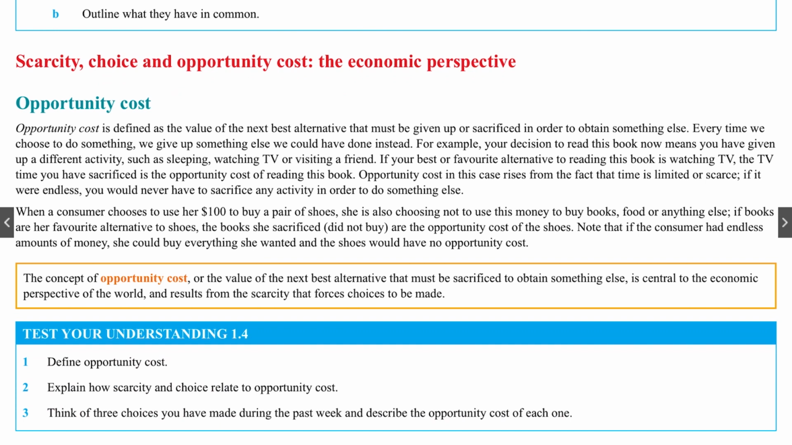Then we have scarcity, choice, and opportunity cost. So opportunity cost is defined by this book as the value of the next best alternative that must be given up or sacrificed in order to obtain something else. This means that, let's say you have €2 and you want to get a pack of milk that costs €2, but you also want to get a pack of cereal that costs €2. Both of these cost €2, and you want to get both of them so you can have milk with your cereal. But you realize that you only have €2, so you can't afford both.